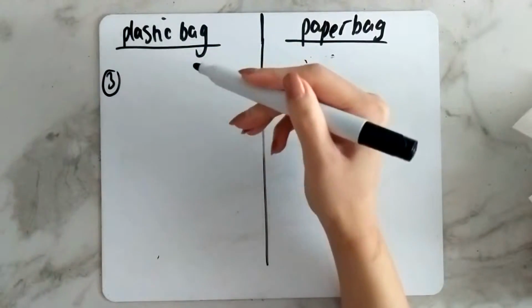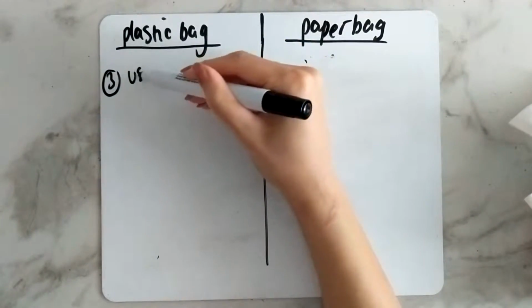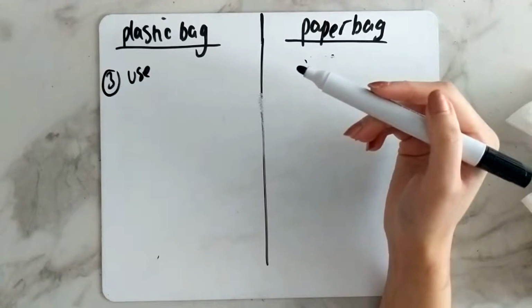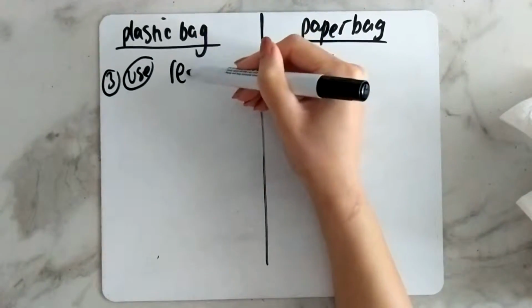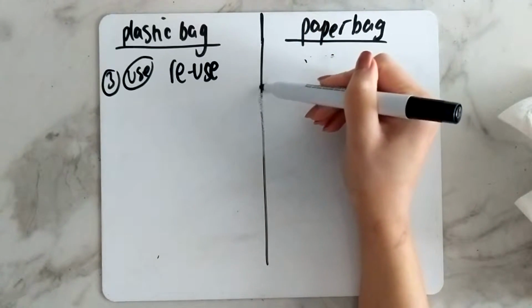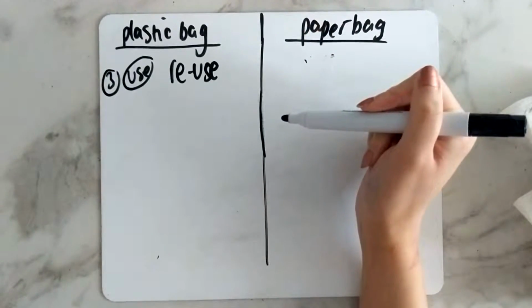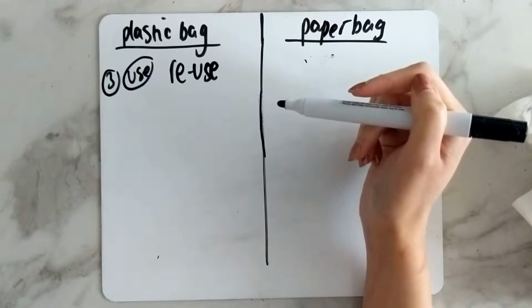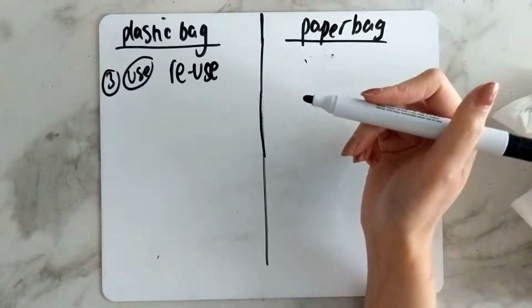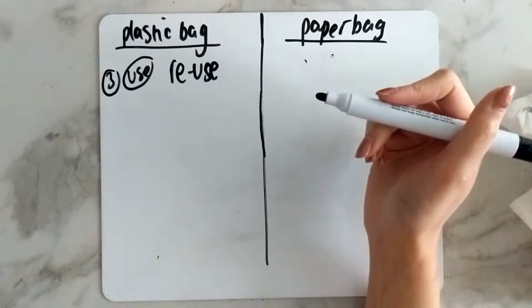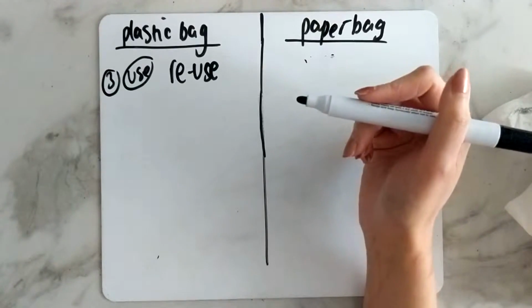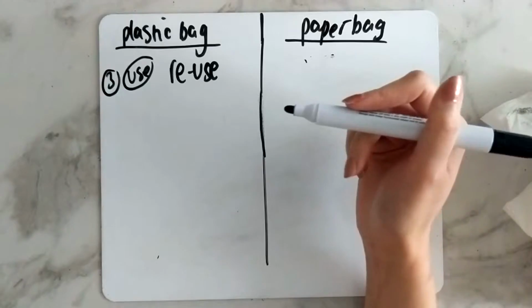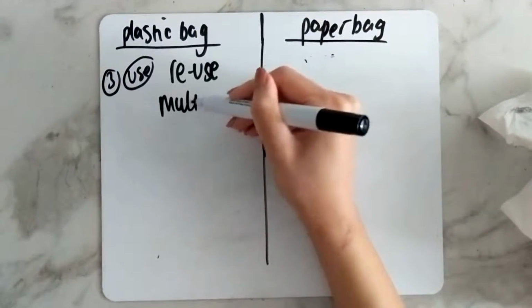So process 3 is actually using the product. Using a plastic bag, you can reuse plastic bags because they're fairly strong. You can go back to the shop using the same plastic bag and put your products in there and carry them home. But you can also use them for bin liners. It doesn't mean just shopping, so multiple uses.